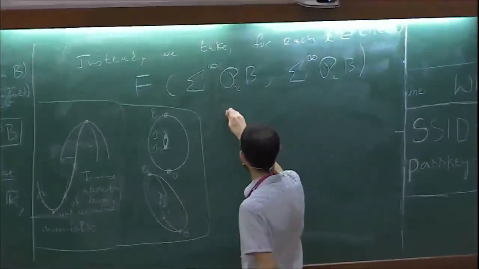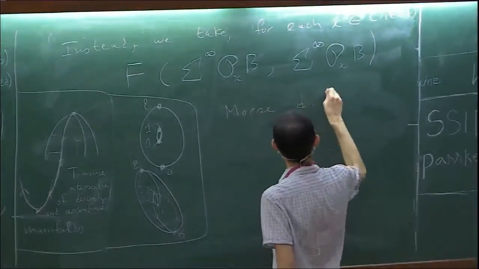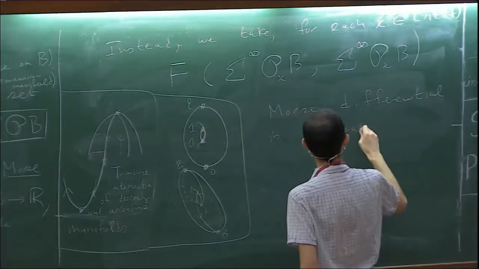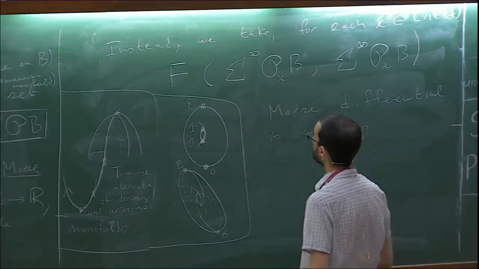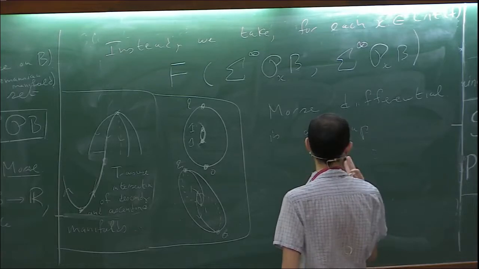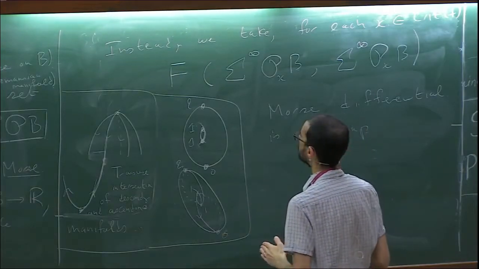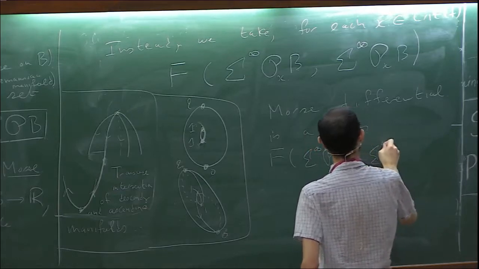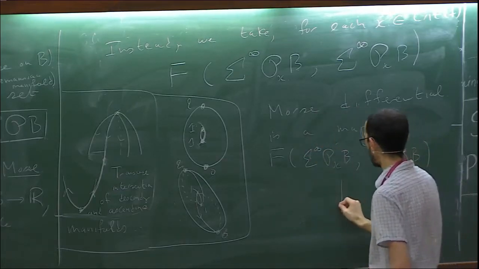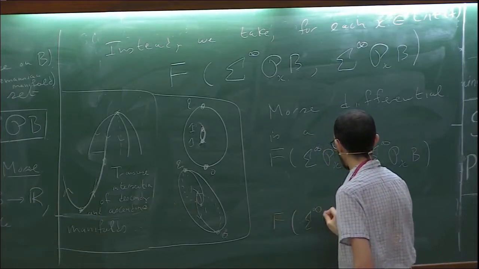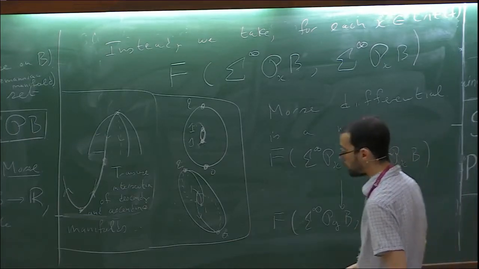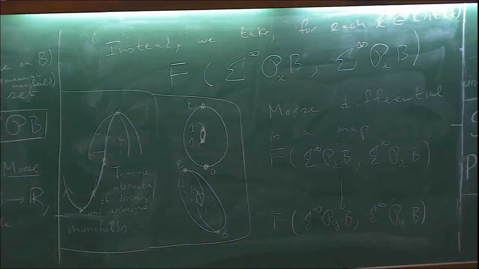And now the Morse differential is a map from one of these things. Okay, this is lots and lots of notation. But I will keep it because I think if I try to make it shorter, it's not going to help. From F of Sigma infinity P_X B to F of Sigma infinity P_Y B. And this map has to be associated to every pair x and y with the property that there is a gradient flow line of the Morse function from x to y.